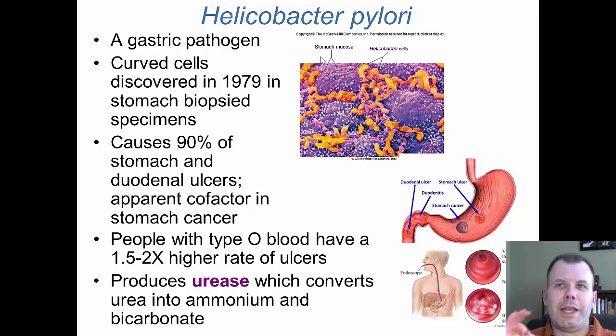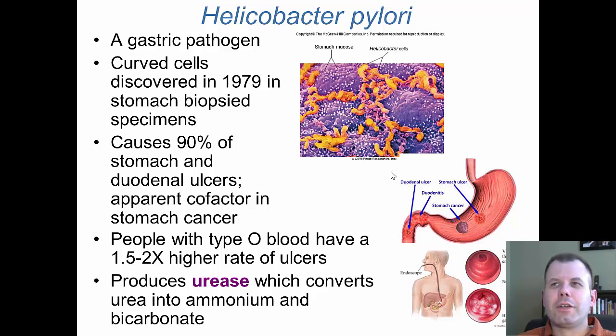And again, it causes about 90% of stomach and duodenal ulcers, meaning the upper segment of the small intestine. And the apparent co-infector was stomach cancer. So again, in people that have stomach cancer, we also see a risk of Helicobacter in those situations. Now, people with type O blood have a 1.5 to 2% higher rate of ulcers. Not sure why that is. Not sure if it has something to do with the antibodies. Obviously, it has something to do with antibodies in the blood, but I don't know the reason why that is.